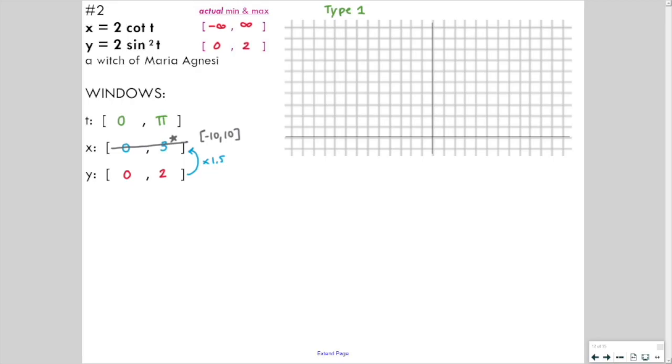So I'm going to go in with negative 10 to 10 as our min and max in the windows. You could do negative 20 to 20, negative 15 to 15, something that makes sense like that, so that we can get a good idea of what the curve of this graph is going to look like. So we're going to take those new values, 0 to pi, negative 10 to 10, and 0 to 2. We're going to plug those into our graphing calculator along with the 2 equations here, and we are going to sketch the graph.